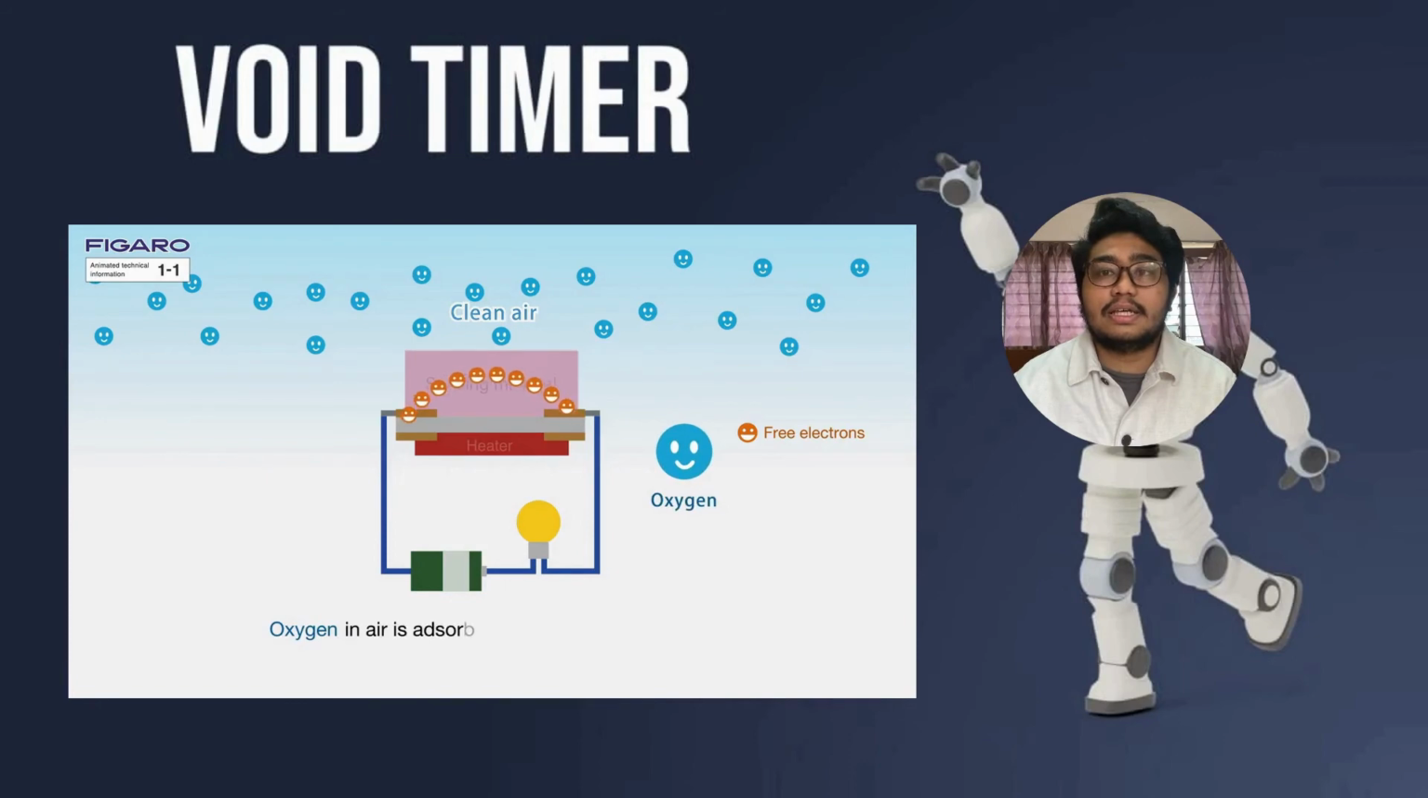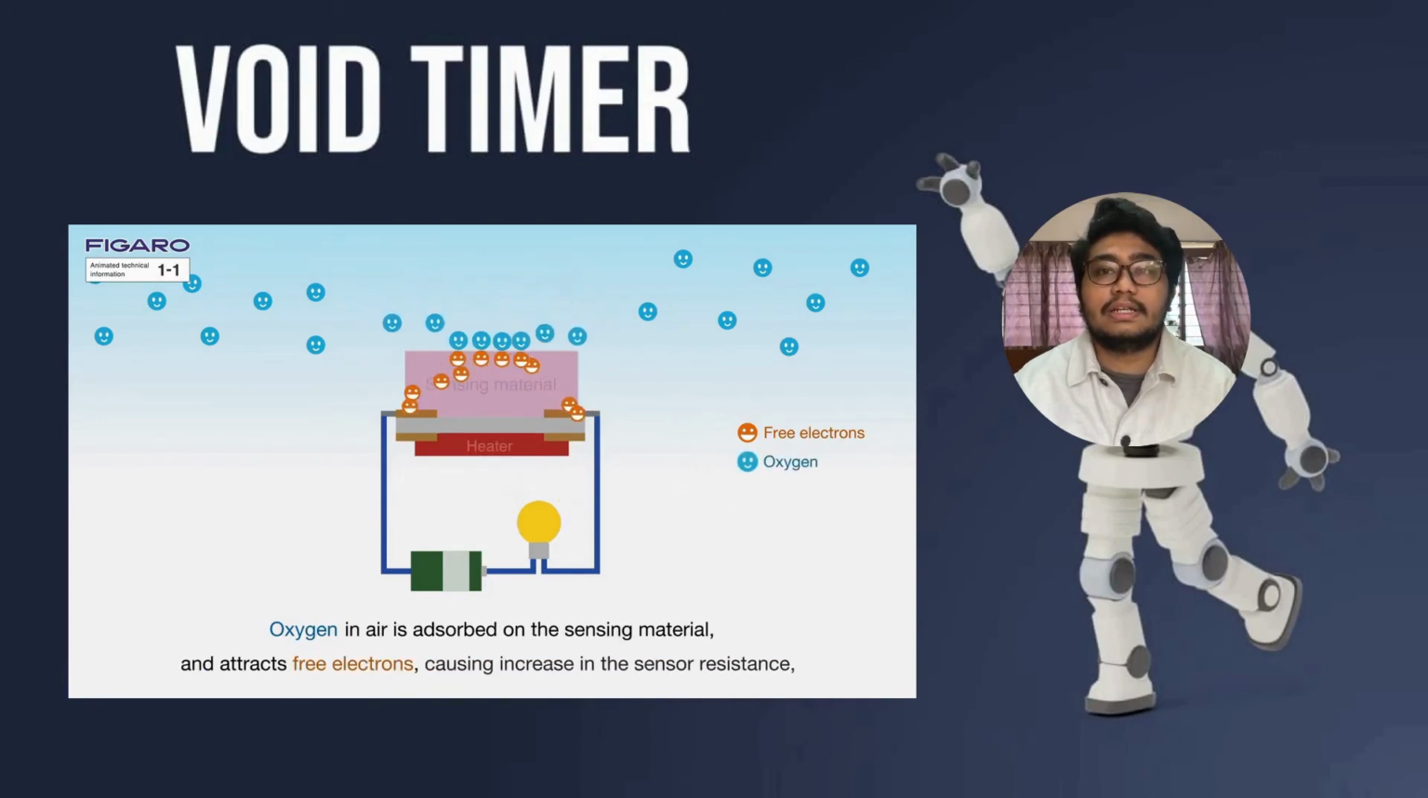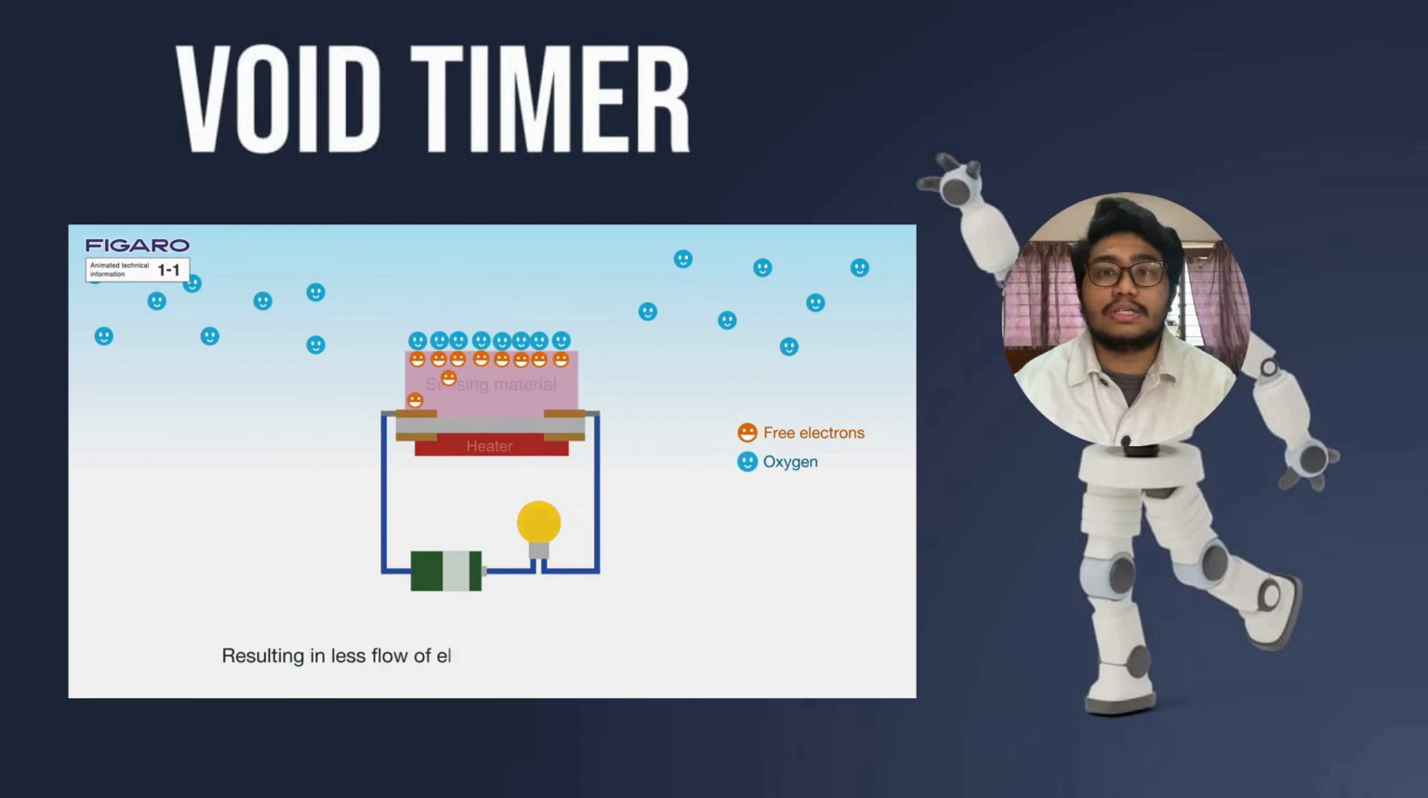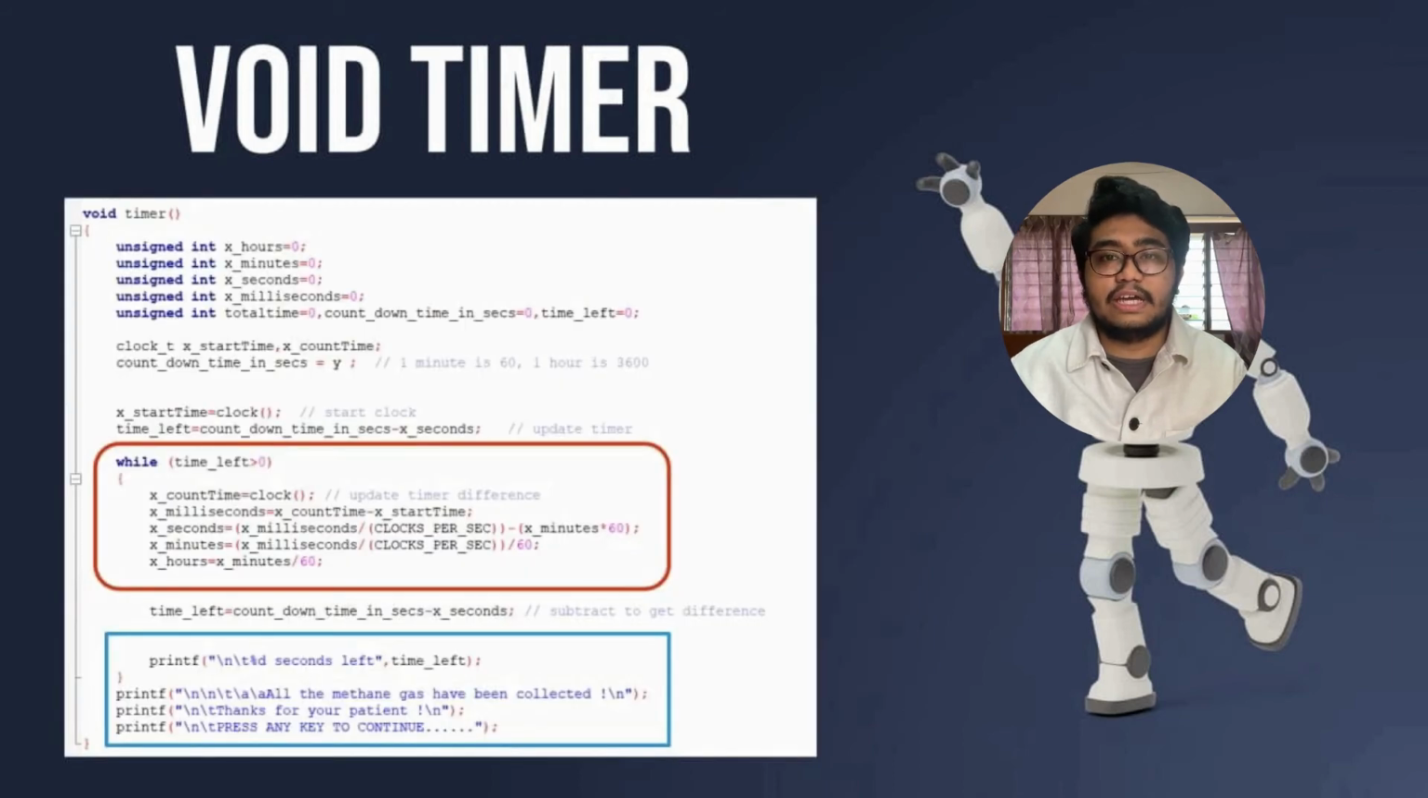Void timer acts as a gas sensor for our system. In the gas sensor, there is an LED indicator that will light up if the methane gas is still flowing, and once the methane gas is fully collected, the LED indicator will turn off. Since we do not have a gas sensor, we use a timer instead.